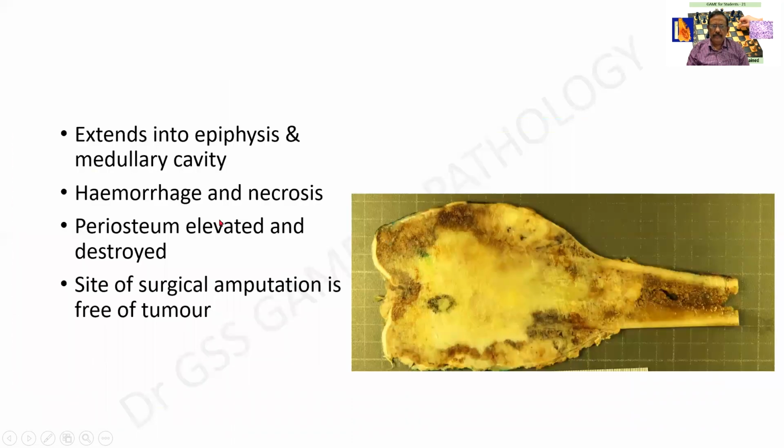Extends into the epiphysis and into the medullary cavity as well. And there are areas of hemorrhage and necrosis, periosteum is elevated, and it is a site of surgical amputation. This particular site is free of tumor. This is what we call the surgical end of the specimen.